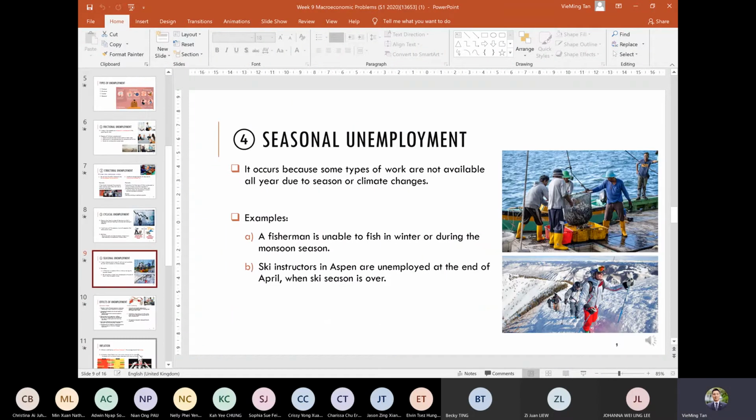Okay, the fourth type is seasonal unemployment. This unemployment happens when certain jobs may not be available in a certain period of time throughout a year. This is due to the climate or the season change. Like fishermen and ski instructors are usually under this category of unemployment. For certain months, fishermen and ski instructors may not have jobs due to climate change. So this type of unemployment is considered seasonal unemployment.